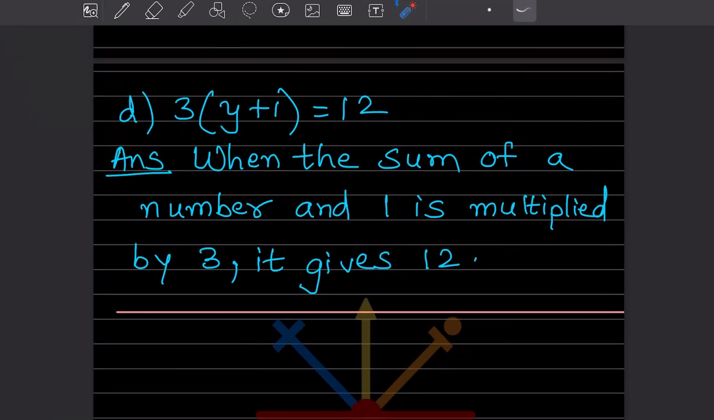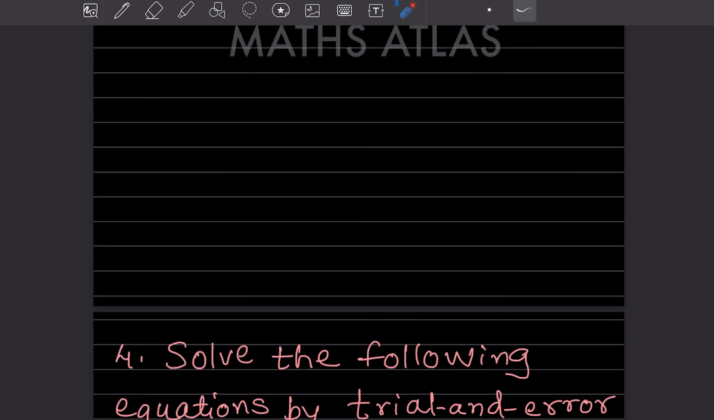Now here 3 into y plus 1 is equal to 12. So now look at here. Just keep this aside first, okay? Y plus 1. So what is this? The sum, right? Sum of a number, this is a number, and 1. For this bracket, when the sum of a number and 1 is multiplied, because this is multiplied, right? Is multiplied by 3. So this is multiplied by 3. Hope you got it. Is equal to 12 means you can either write is 12 or it gives 12. Okay, now let us go for the next question.